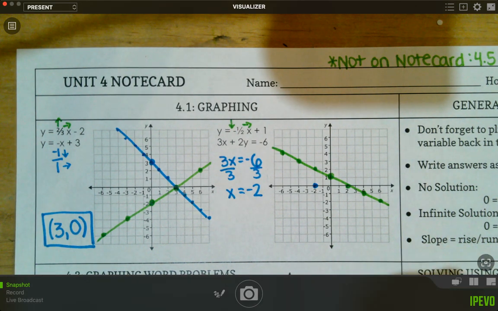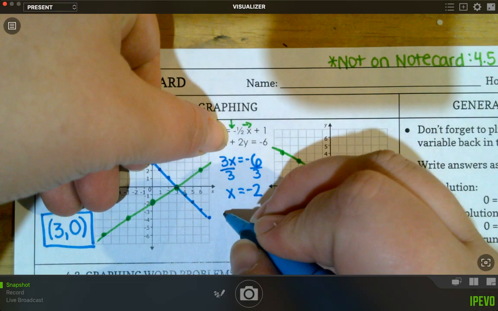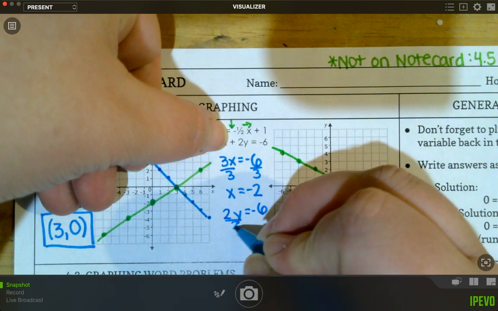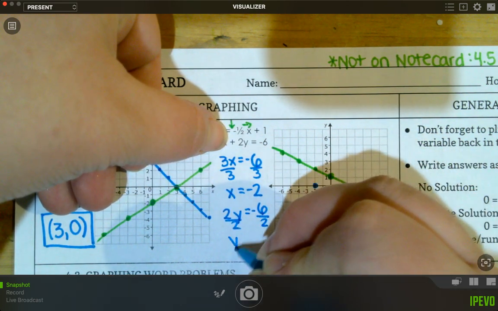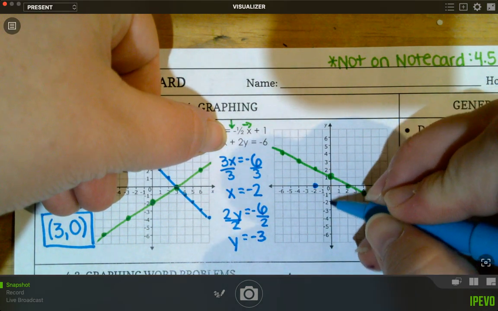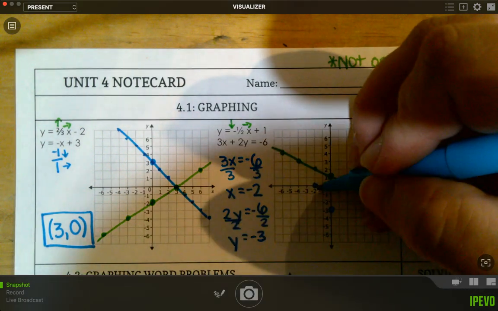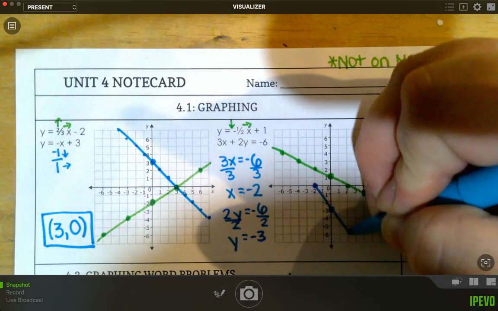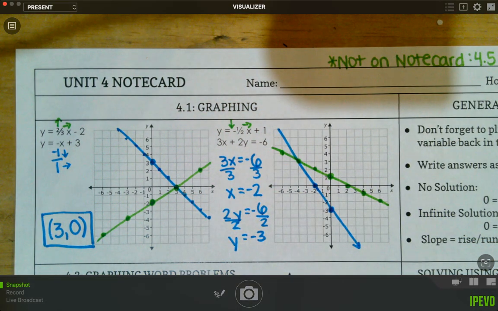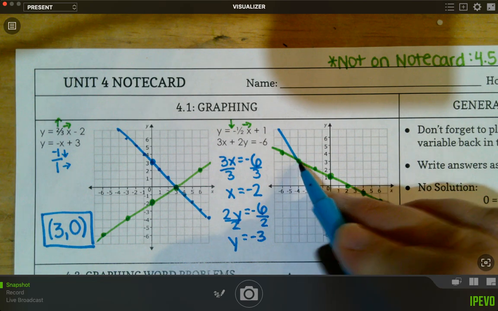Then I'm going to do the same thing for y. So I cover up the x's and I have 2y equals -6. Divide by 2, y equals -3. So that means I'm going to put a point on y at -3. Okay, and then I'm going to draw a line through these 2 points, like this. And look at that, they cross right here at -4, 3.